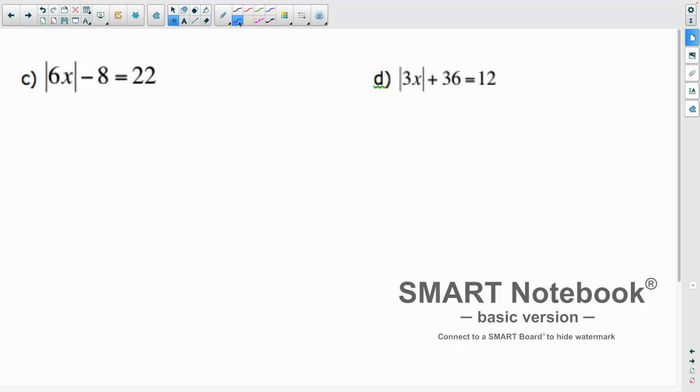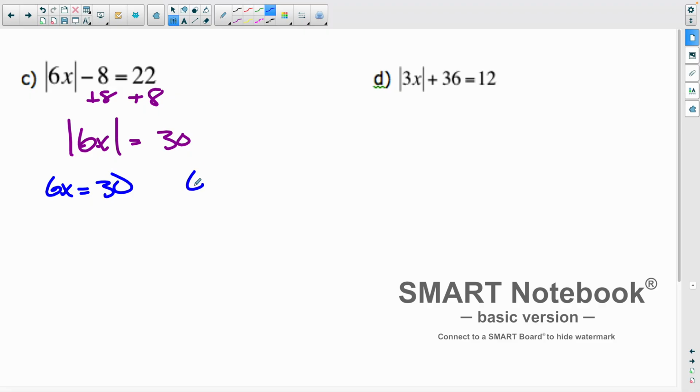What's the first move you're going to make? Add 8, because this is the absolute value by itself? Not yet. So add 8 first. Add 8, add 8. The absolute value of 6x is equal to 30. Now I got the absolute value by itself, like we've been talking about. Now I write the two equations. Remove the absolute value for one, so that's the easy one to write. The other one is remove the absolute value and make it equal to a negative.